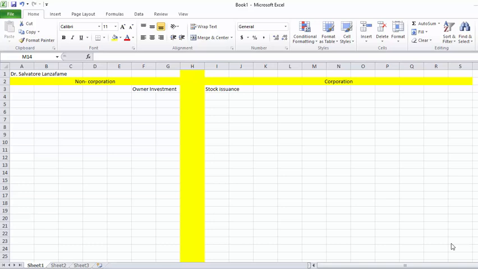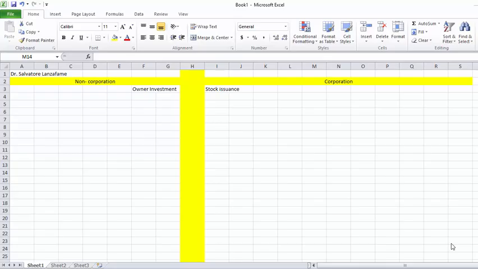Okay, well, hello everybody. This is Dr. Salvatore Lanzafame, and we are here today to talk about the difference in doing journal entries from a stock issuance perspective and an owner investment perspective when we're dealing with corporations and non-corporations. So let's get started here.